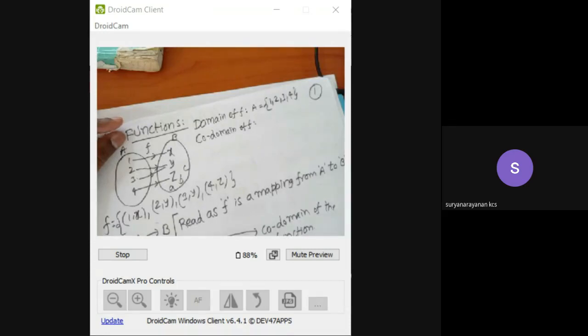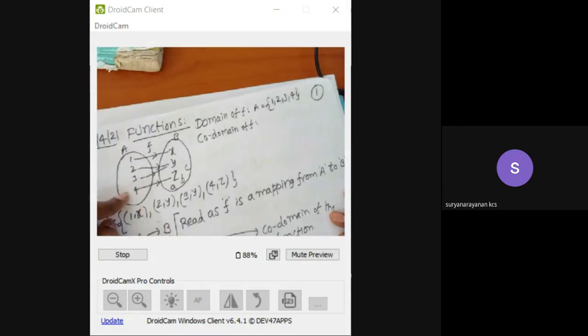Janani, no, sir. Can you tell me what is the codomain of this function? What are the elements in the codomain of the function? 1, 2, 3, 4, sir. Is that the codomain? Is the first set called codomain, Janani? No, sir. It is called domain, sir.